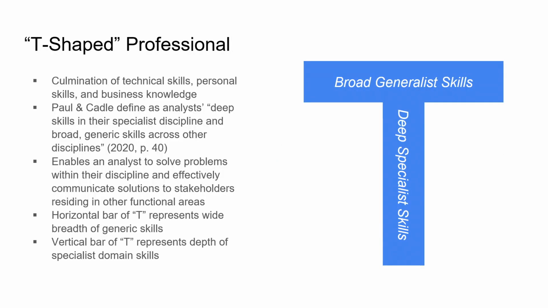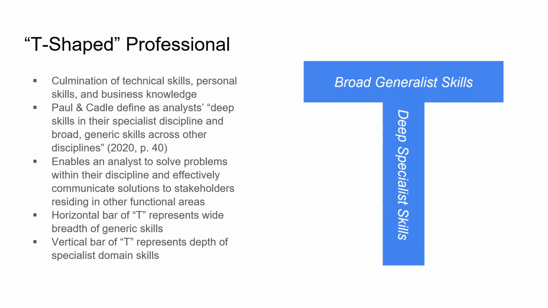Business analysts with well-developed technical skills, personal skills, and business knowledge are called T-shaped professionals. Paul and Cadle explain that this refers to an analyst's deep skills in their specialist discipline and broad generic skills across other disciplines. Becoming a T-shaped professional enables analysts to solve complex problems within their specialist discipline and effectively communicate the solution to stakeholders working in other functional areas.